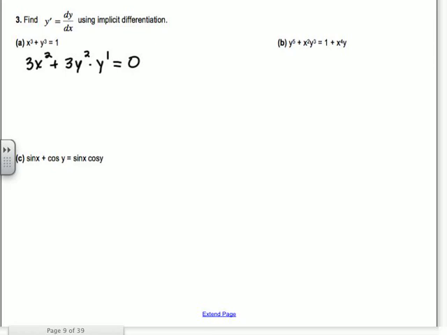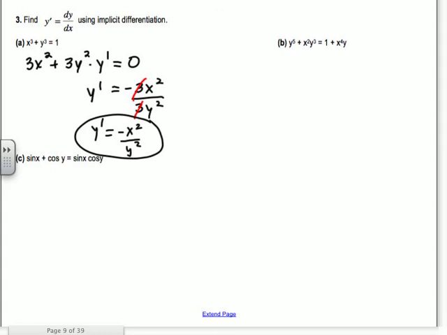Okay, solve it out. So I subtracted the 3x squared over, and then I divided by 3y squared. And then the 3's reduced down. So you get y prime equals negative x squared over y squared. That's it.